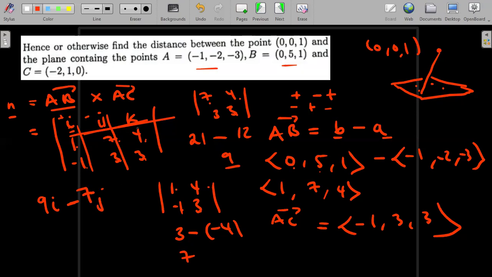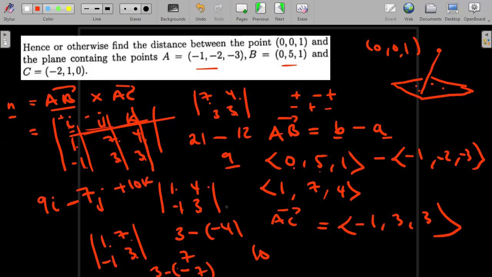And then to get the last one, meaning this one, cancel out this one and that one, then you remain with a minor, that's 1, negative 1, then 7 and 3. You find the determinant of this one, which is just going to be 3 by 1, you get 3. Then negative 1 multiplied by 7, you get negative 7. Then you just get 10. So that there is just going to give you plus 10k. So this is your what? Your normal vector.